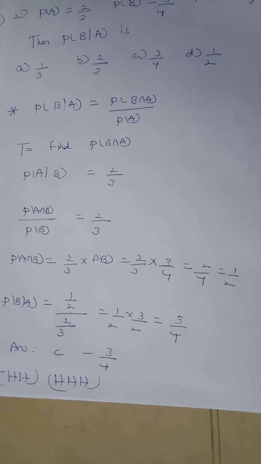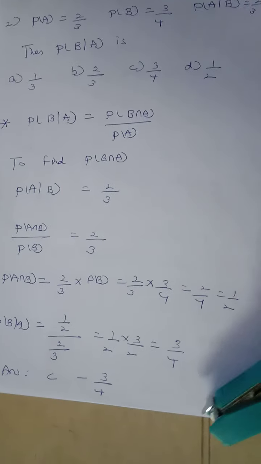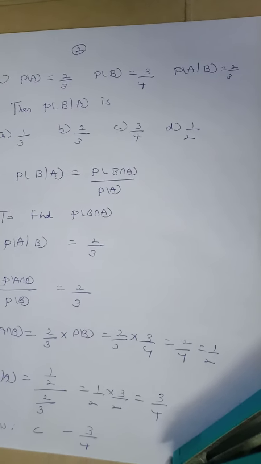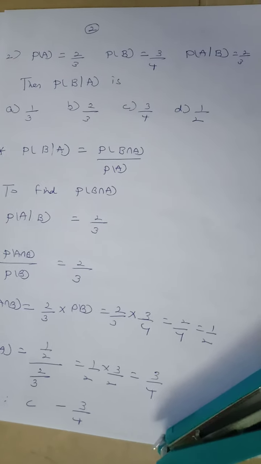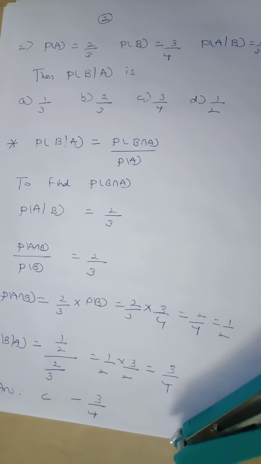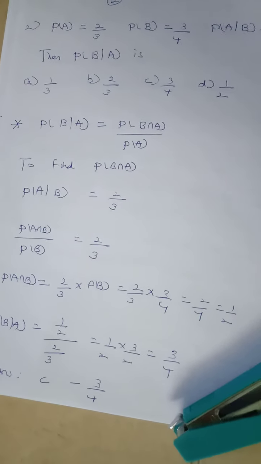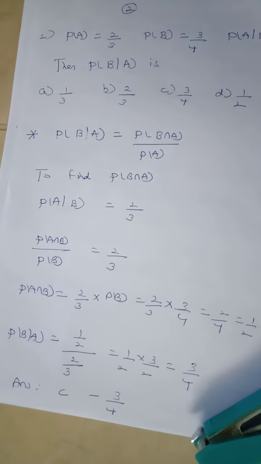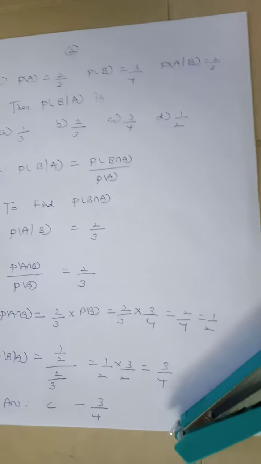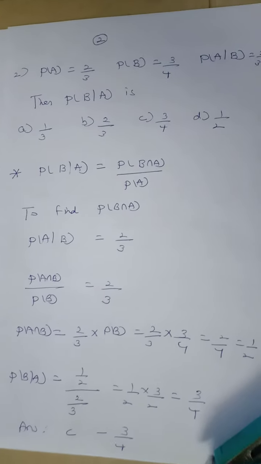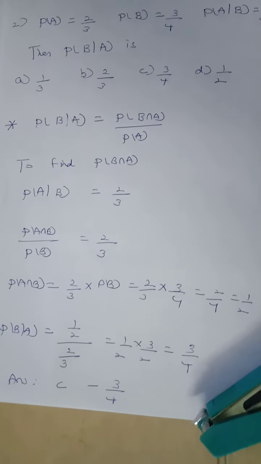Given probability of A is equal to 2 by 3 and probability of B is equal to 3 by 4, probability of A given B is equal to 2 by 3. Then probability of B given A is equal to? So we know the formula of probability of B given A is equal to probability of B intersection A divided by probability of A. We know very well probability of A intersection B and probability of B intersection A are both equal. So to find probability of B intersection A, we are going to use probability of A given B is equal to 2 by 3, that value we are going to use.